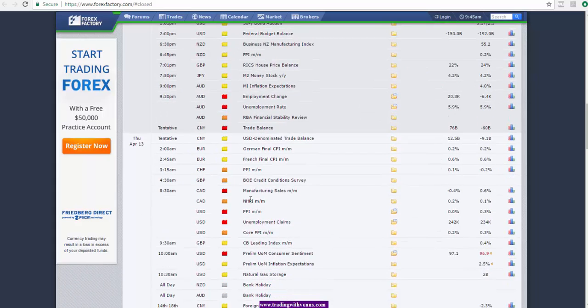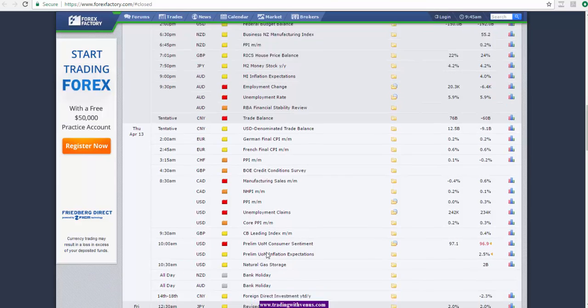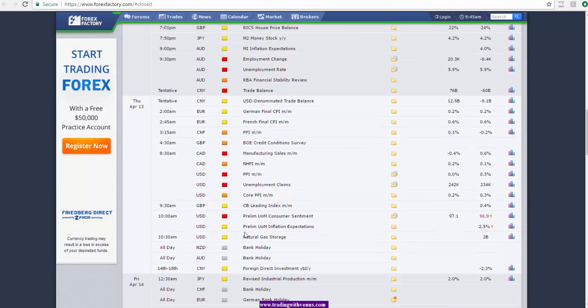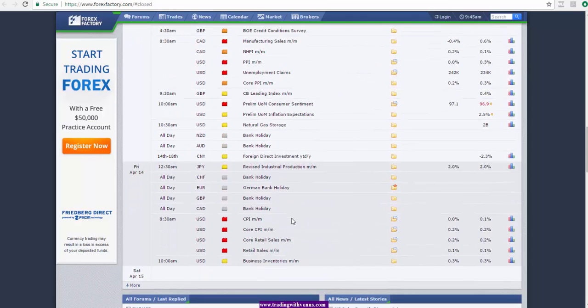Going into Thursday here, we have the Bank of England credit conditions survey, as well as manufacturing sales for the Canadian dollar, and the PPI number and unemployment claims for the US. Another important data point here for the US will be the preliminary UMich consumer sentiment number. And that's pretty much it for the week.